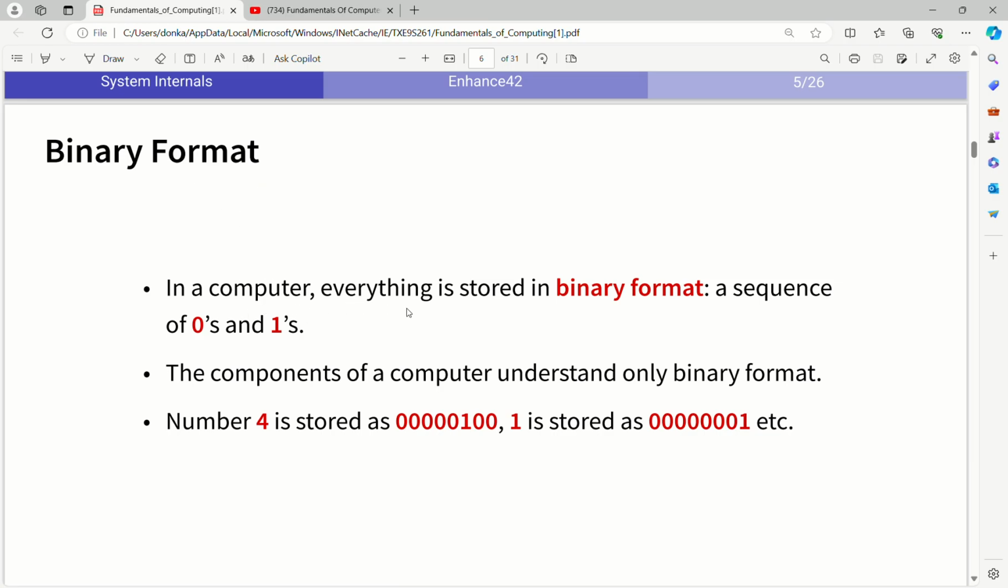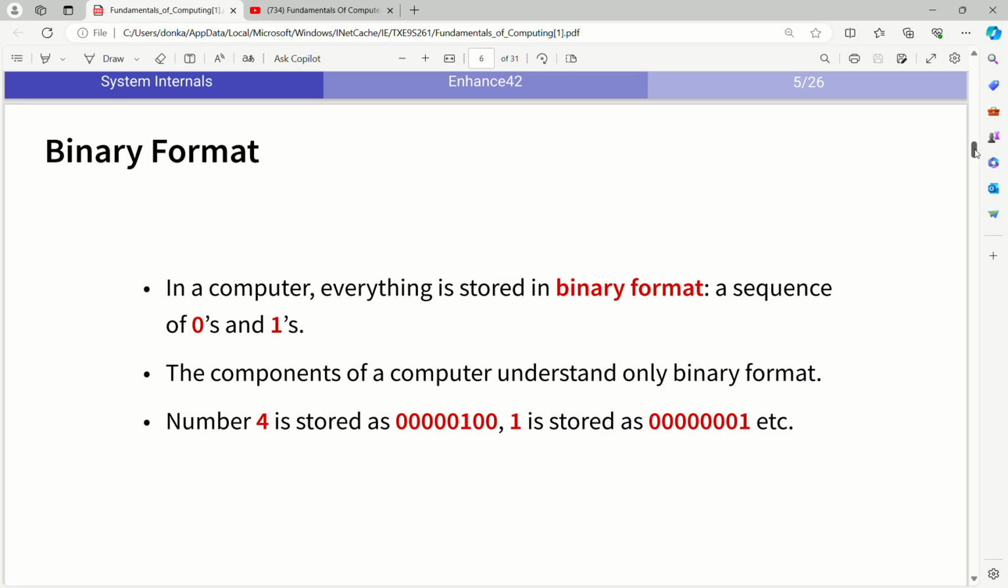In a computer, everything is stored in binary format, meaning zeros and ones. We write the programs in machine language by zeros and ones. It is very difficult to write in machine language. The components of a computer understand only binary format. They can't understand any other language. In this binary format, number 4 is stored as this format, and 1 is stored as this binary format.